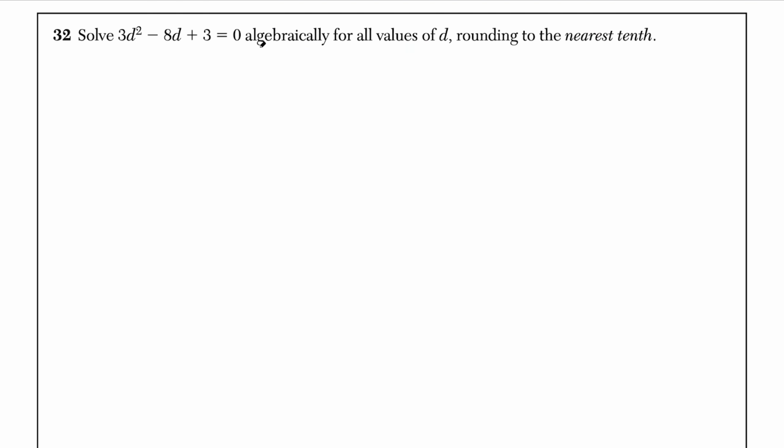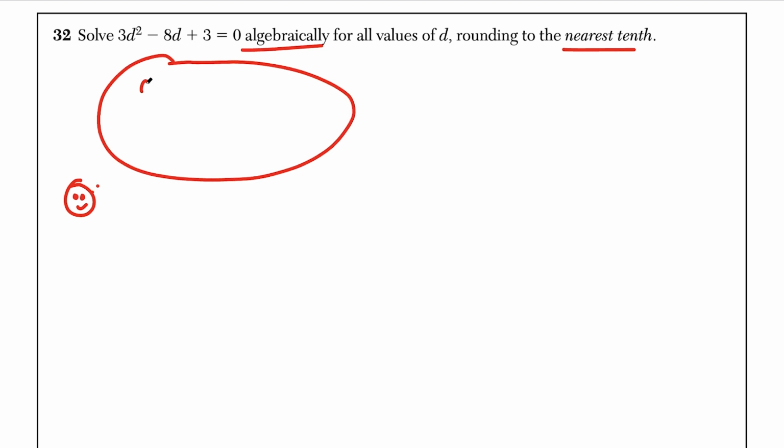Question 32, we're going to solve this equation algebraically for all values of d, and we're going to round to the nearest 10. So for this question, I'm thinking of the quadratic formula. And that's because we have something that's in the form of ax squared plus bx plus c is equal to 0. And anytime you have something in this form here, you could use this formula to find the solutions x. And in this case, the formula we're going to use is x equals negative b plus or minus the square root of b squared minus 4ac all over 2a.